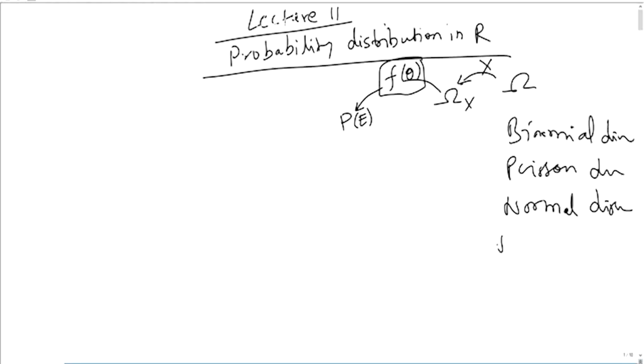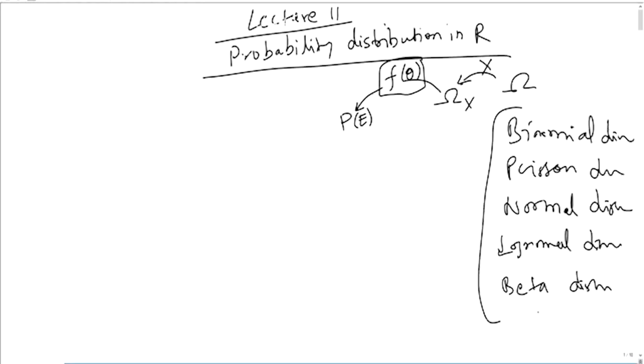Then we saw the log normal distribution, which you can use if your data is not symmetric, has a heavy tail on one side, and the values are always positive. And then the beta distribution, which is a distribution for continuous values between 0 and 1. These were some common examples of probability distributions that we saw, because we use them very often for human experiment data.